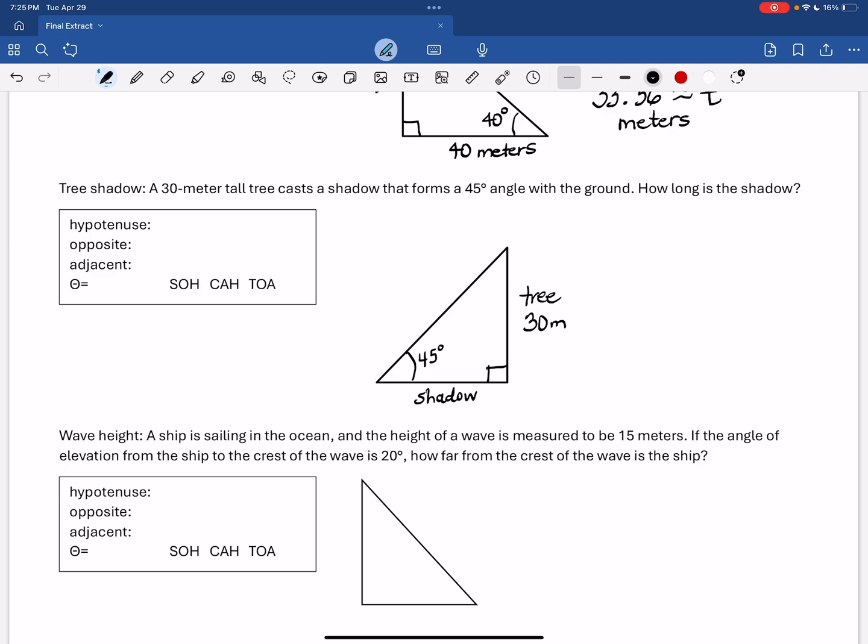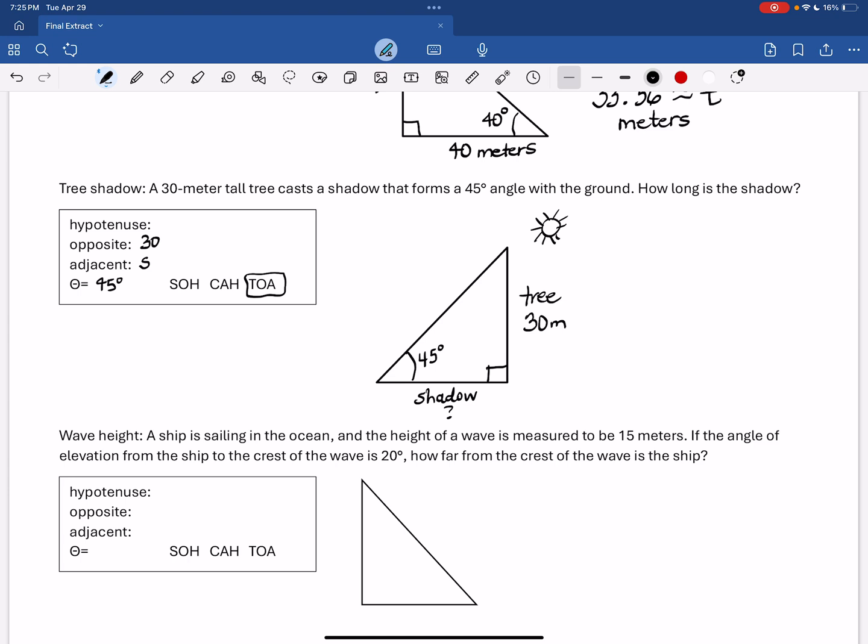That forms a 45-degree angle with the ground. How long is the shadow? So we want to know this distance. And the sun would be shining this way. So we know the height of the tree is 30. That's opposite. We want to know adjacent. That's the shadow. And we know theta is 45.